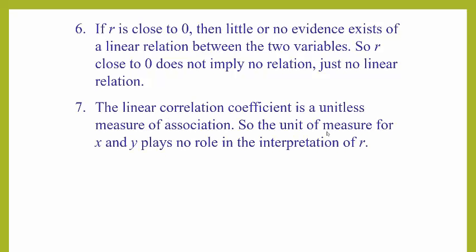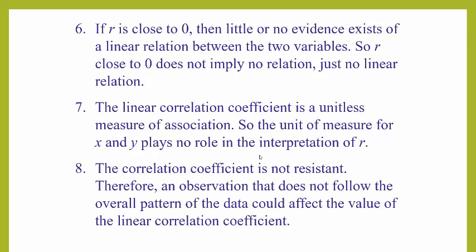All right, the linear correlation coefficient is a unitless measure of association, so there's no unit of measure for x and y. The unit of measure for x and y play no role in the interpretation of r. So if x is in feet and y is in feet, r is not in feet. It's unitless. All right, important here, the correlation coefficient is what's called not resistant. Therefore, an observation that does not follow the overall pattern, like a huge outlier or a really skewed data value, could affect the value of the linear correlation coefficient, and quite heavily, actually.